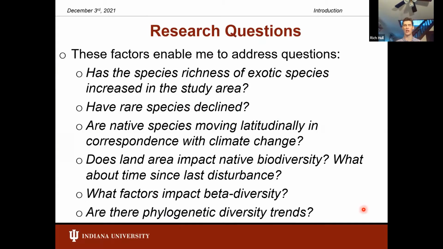So we have kind of the standard floristic study questions, like has the species richness of exotic species increased in the study area over time, or have rare species declined? But we also have more sophisticated questions that are more complicated, especially statistically. So are native species moving latitudinally in correspondence with climate change, for example? We also have land fragmentation questions we want to address, as well as just some general quantitative biodiversity questions.